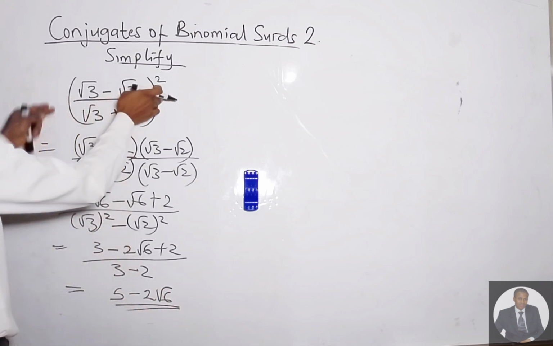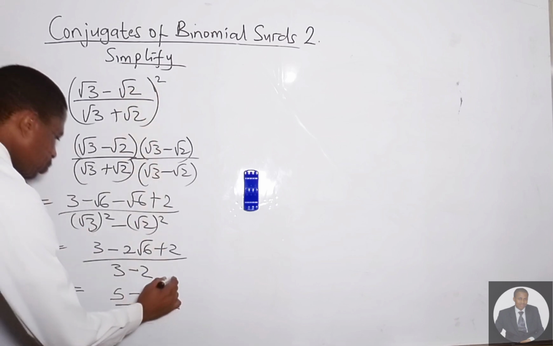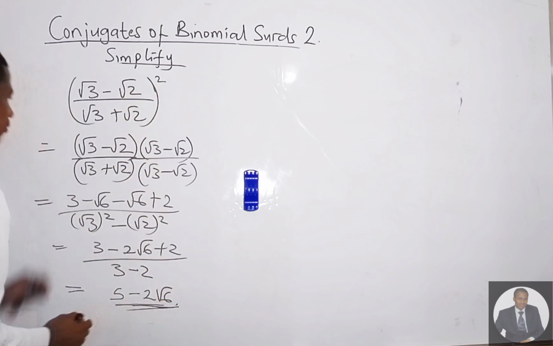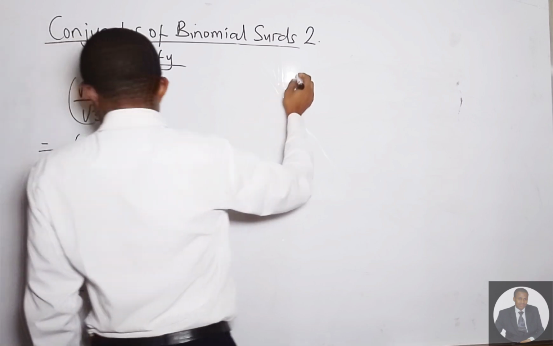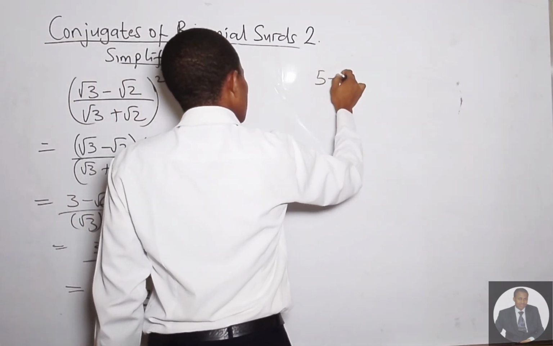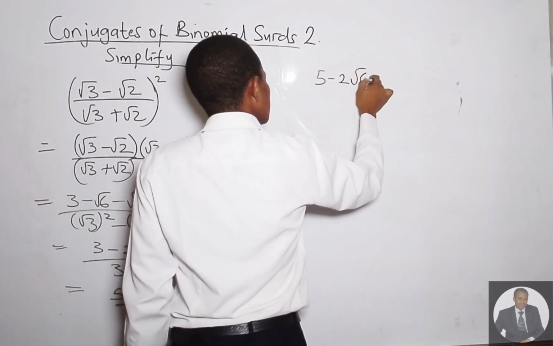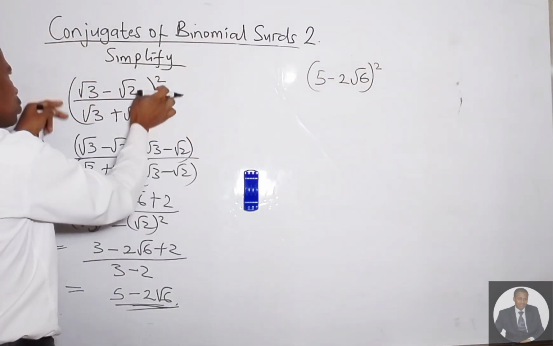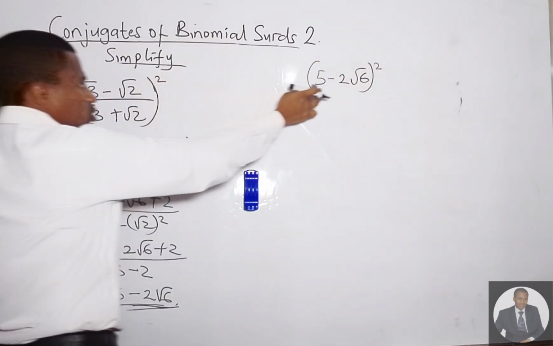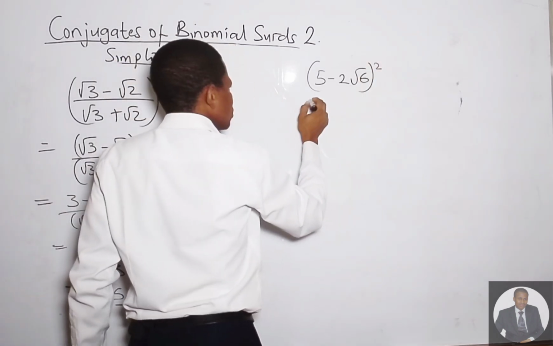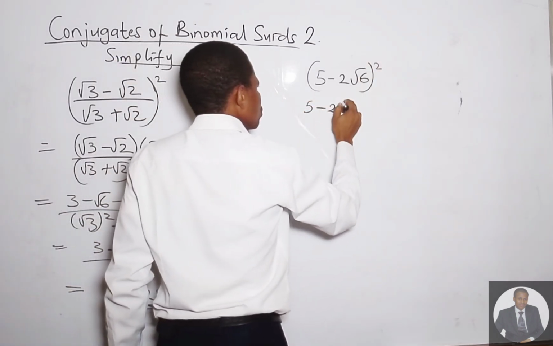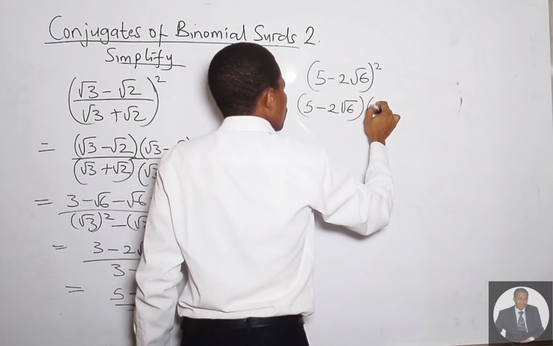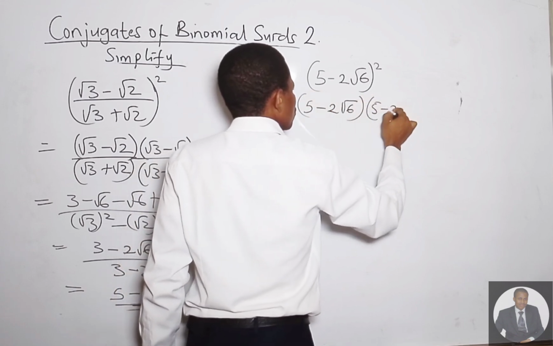Then, since we have simplified this to be this, we'll just say square. This is our answer for this. We will now come and simplify what this is. This is our answer, then we put our square. So when we express this without the squared, we got this. Then we put our squared now. So this will give us 5 minus 2 root 6 into open bracket and close bracket, 5 minus 2 root 6.